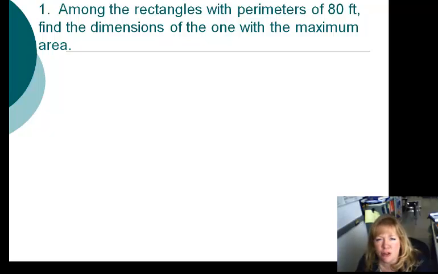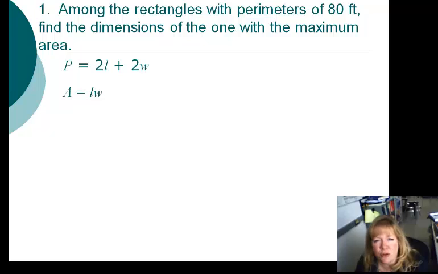So you see two key words in this. Among the rectangles with perimeters of 80 feet, find the dimensions of the one with the maximum area. You see perimeter, you see area, you see rectangle. So it should clue you into what formula to use. In this case, we're going to use perimeter equals 2L plus 2W, and area is length times width. Formulas are only good if you know what each variable represents in words. So hopefully you are familiar with these.